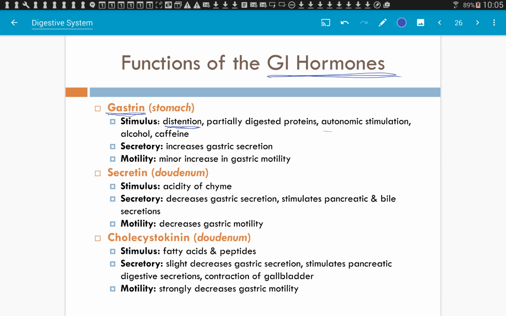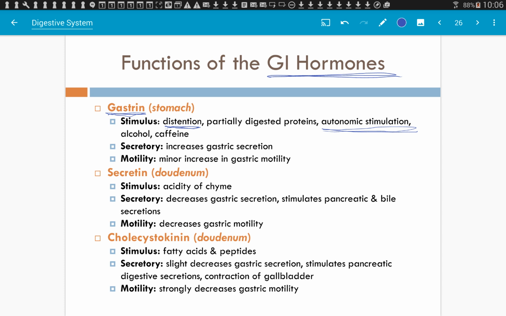autonomic stimulation, so by the vagus nerve, okay? Alcohol or caffeine will also stimulate it. So we don't drink alcohol. I do drink coffee in the morning. So some people, if you drink coffee on an empty stomach, because coffee is acidic, can upset your stomach because that stimulates the secretion of even more digestive hormones and enzymes, which can make your stomach a very unhappy environment if you don't have food in it.